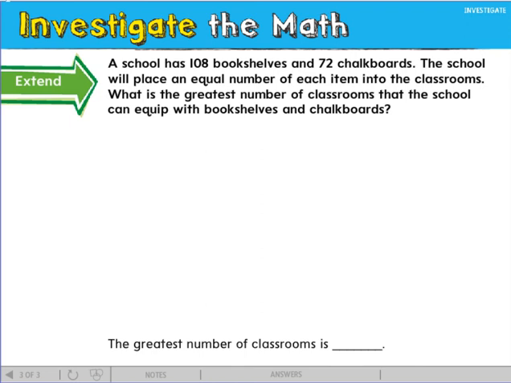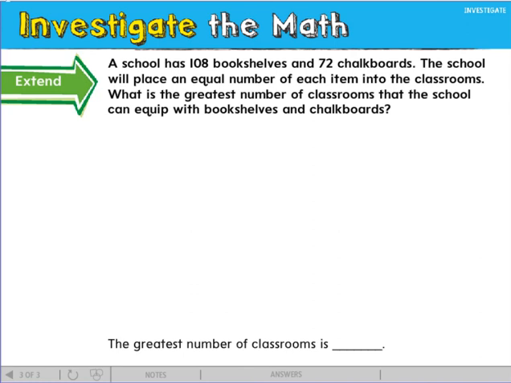Okay? Now, when I initially read this problem, I was like, well, that's easy. They can do 72 classrooms because each classroom can get 1 chalkboard and each classroom can get 1 bookshelf, and they'll just have leftover bookshelves. That's not what they want to do. So we need to figure out how many classrooms we're going to put chalkboards and bookshelves in, okay?